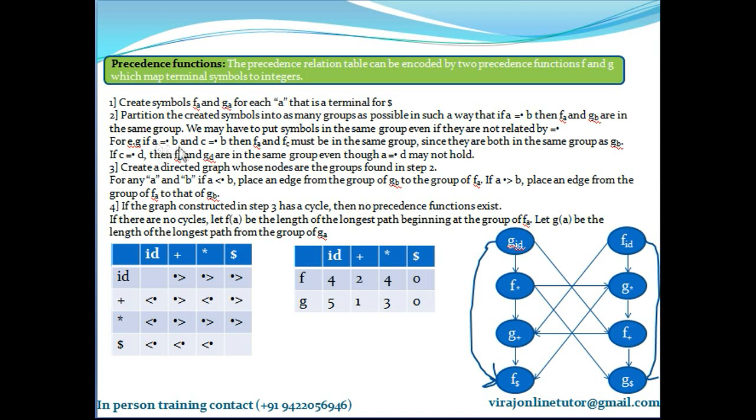But since f of A and g of B is in one group and f of C and g of B is in one group, f of C will automatically come in the group of f of A. Correct? f of A and g of B, put it into one group. But since f of C and g of B is in one group, that's why f of A, f of C and g of B, all three will be in one group.